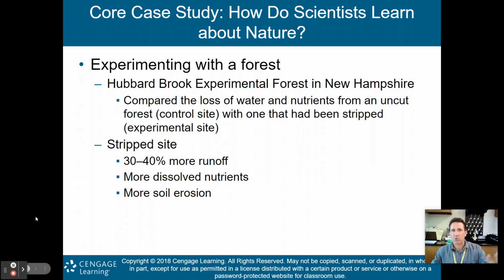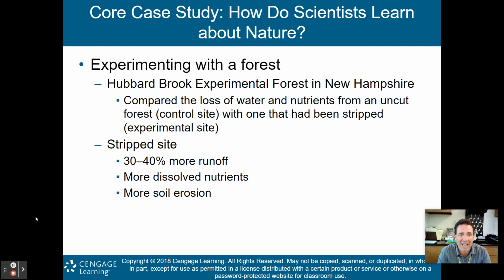All right. It starts off with a core case study. How do scientists learn about nature? Well, basically, they do experiments in the forest. One is the Hubbard Brook Experimental Forest in New Hampshire. This is a forest that has been set aside to be able to do scientific experiments on it. And one of the experiments they did was to compare the loss of water and nutrients from an uncut forest to one that has been stripped. And again, that was the control site versus the experimental site.